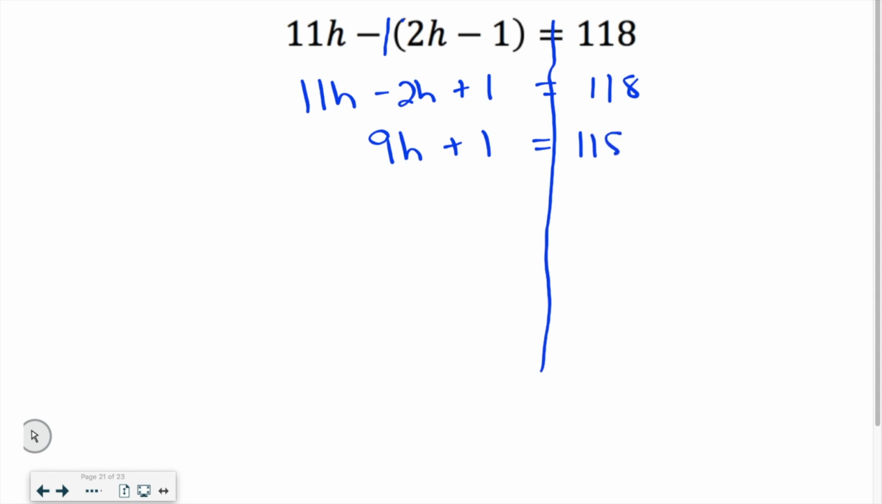Bring down our 118. Now we're going to do the adding and subtracting. So we subtract 1 on both sides, leaving you with 9h equals 117. Then we're going to divide by 9 on both sides. And 117 divided by 9 is 13. So h equals 13.